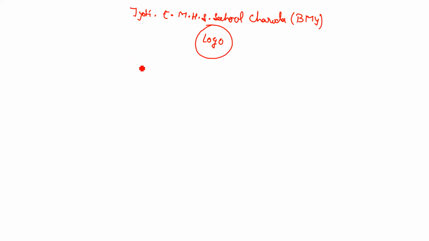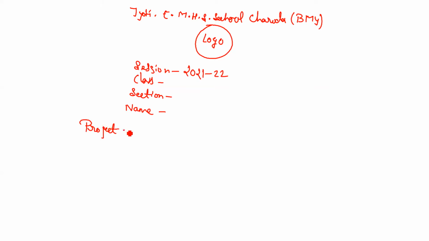Then below here, you can write the project. No, don't write the project here. Here you have to mention your class, then section, and before it you can mention your session, which is presently 2021-22. Below this class, then your section, then here you can give your name, and after this you have to give the project, which is the aim I have given you.